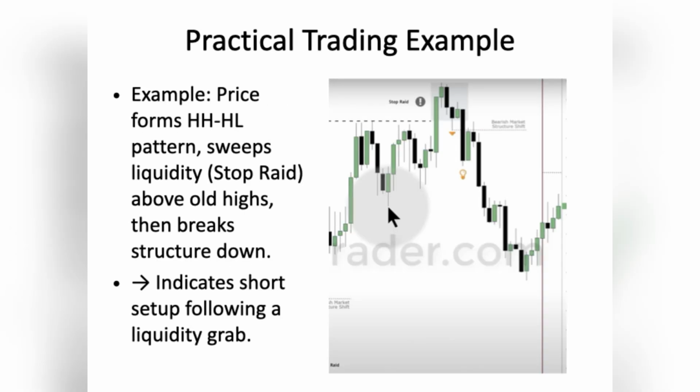Let's make it concrete with an example. Imagine price is in an uptrend, making higher highs and higher lows. It then rallies up and sweeps the liquidity above a previous high, triggering all the bullish stops. But instead of continuing up, it reverses hard and breaks below the last higher low. That break of structure, that MSS, following a liquidity sweep, is a very strong signal that the trend has reversed, and we can look for a short entry.